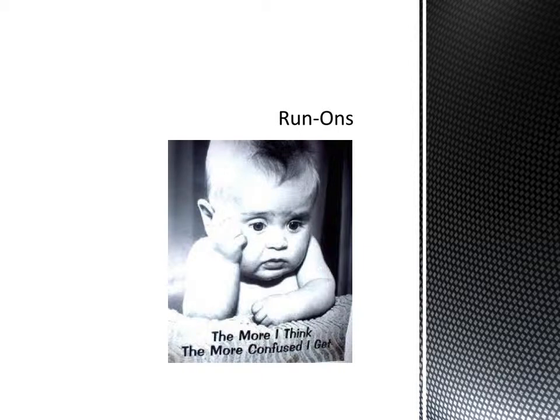Now that we know about correct sentence structure, we can talk a little bit about some of the mistakes that students usually make with sentences. So the first type of sentence structure mistake we'll talk about is run-on sentences. And I like this picture. I think it really fits how students feel sometimes with grammar and with sentence structure. The more I think, the more confused I get.